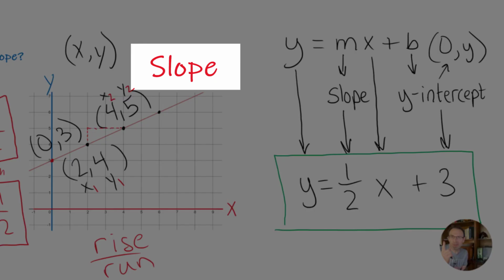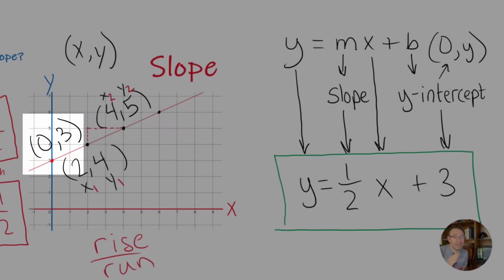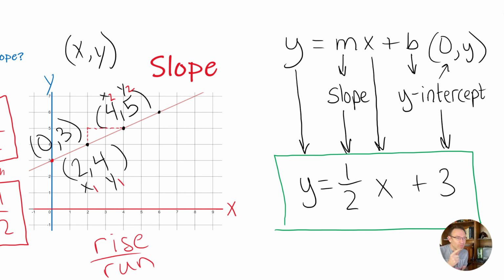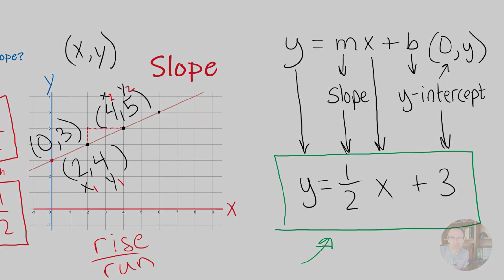So today you've learned about slope, you've learned about ordered pairs, and you've learned what a y-intercept is. And as an extra added bonus, you've learned how to make an equation from a line on a graph. Pretty cool.